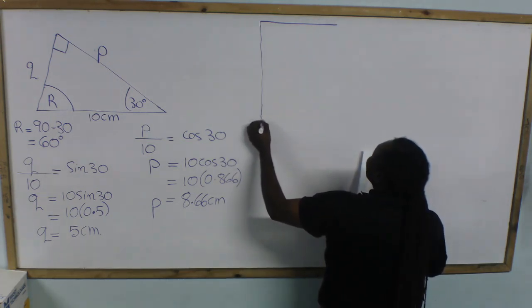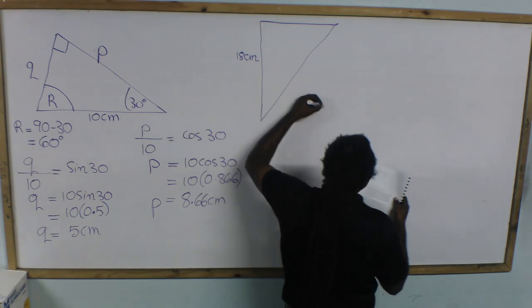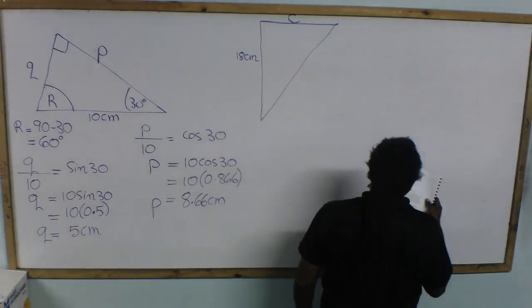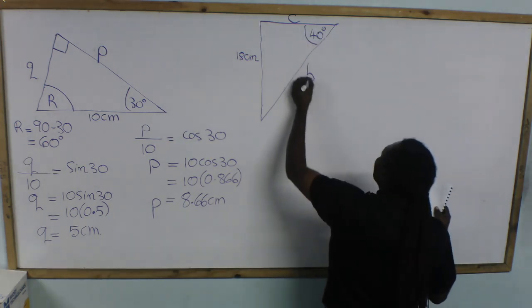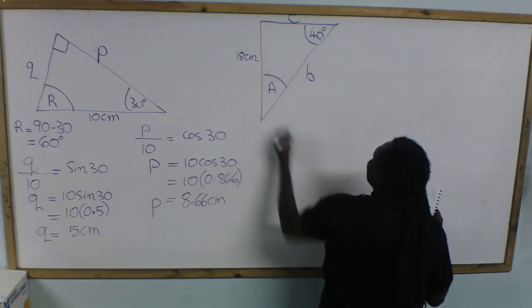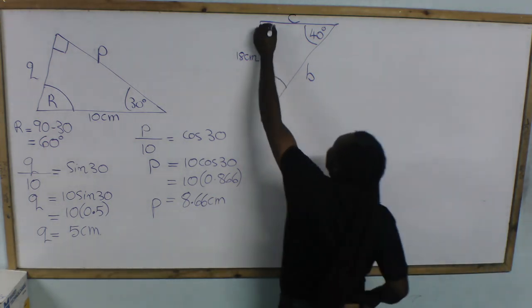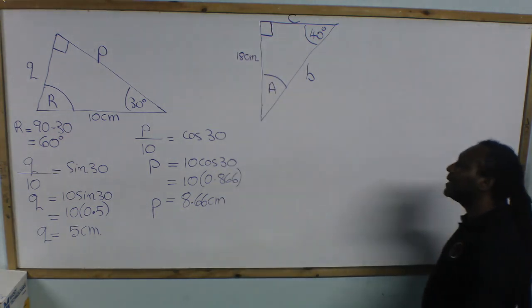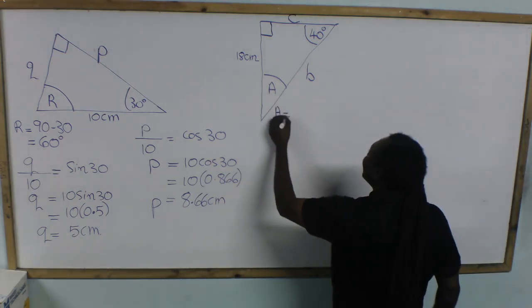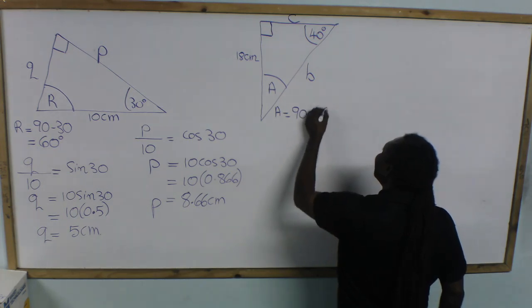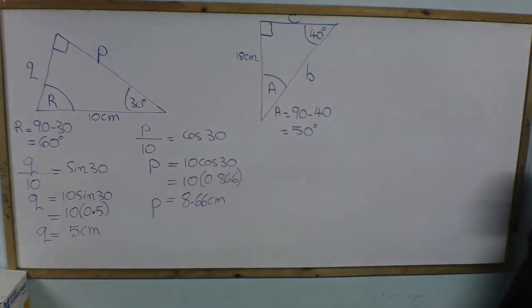Here's another one. Very nice. 18 centimeters, C up there, 40 degrees, and B, A is unknown right there. Very nice. What do we find next?